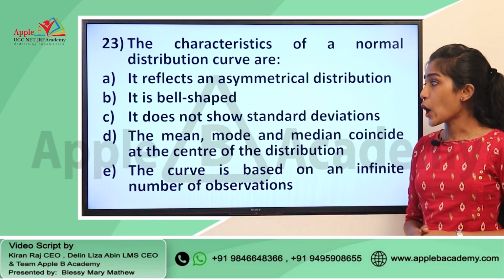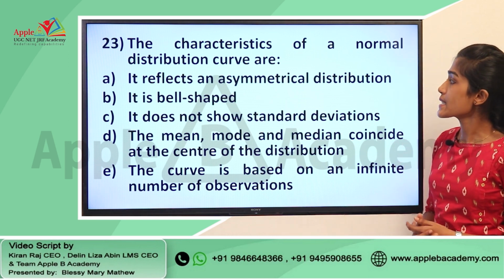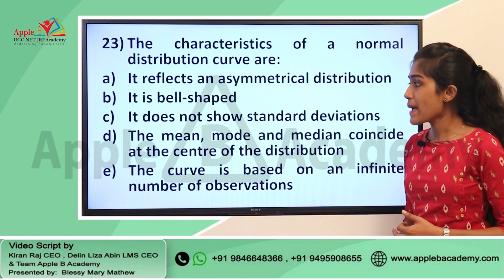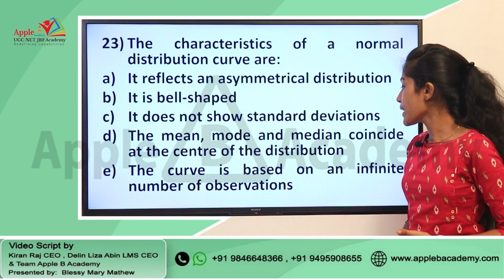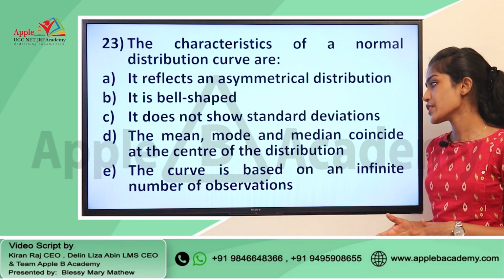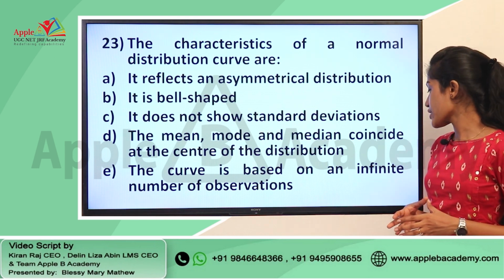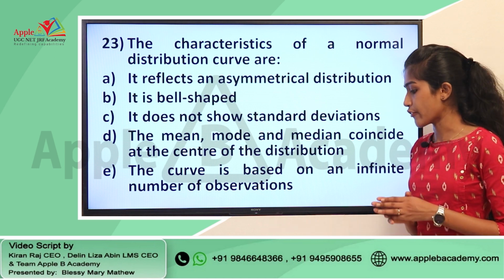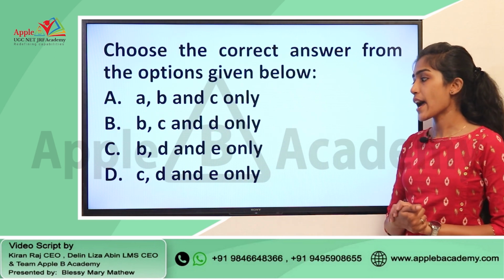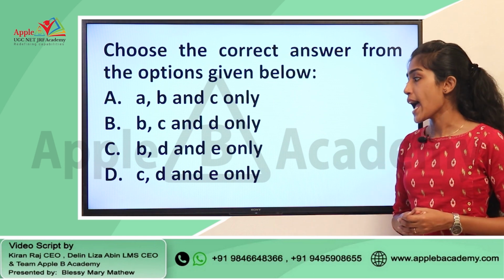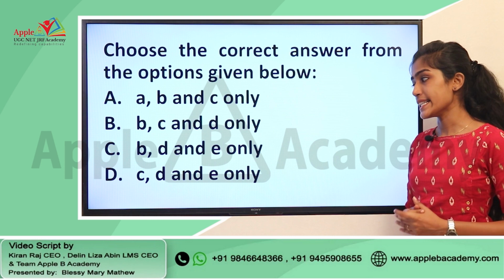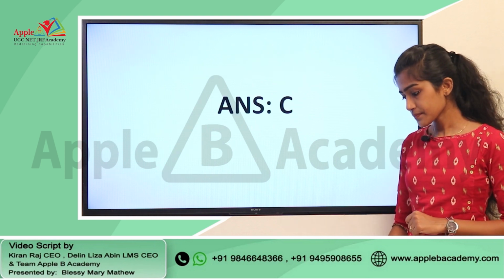So, if you consider the options here, we have it reflects an asymmetrical distribution, it is bell shaped, it does not show standard deviations, the mean, mode and median coincide at the center of the distribution. The curve is based on an infinite number of observations, and from which we have to identify the right statements that are given in the question, and that is option C, B, D and E only.